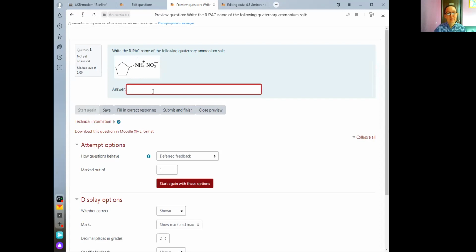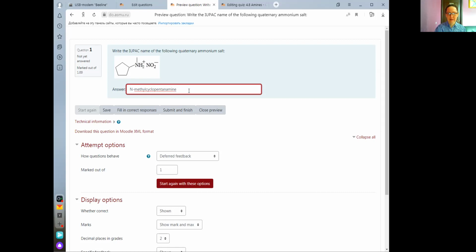Cation: I see a cyclopentane amine, but N-substituted. It will be N-methyl, you can see a methyl group close to the nitrogen. N-methyl cyclopentane amine. But because the nitrogen accepted an additional hydrogen from the acid with which it had a reaction, now we have a positively charged ammonium cation.